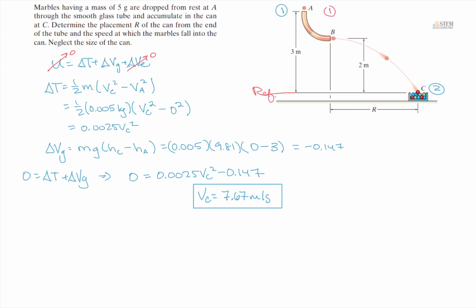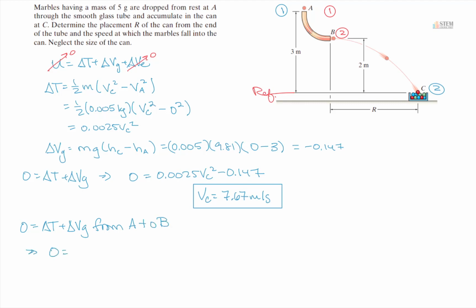So let's put these in red. This will be our first point, and this will be our second point. And we can still use this reference line here. That's going to be fine because these values are from that line anyway. So let's just keep that. And let's go ahead and write out our work energy equation. So we're going to have 0 equals our delta T plus delta VG, going from A to B.